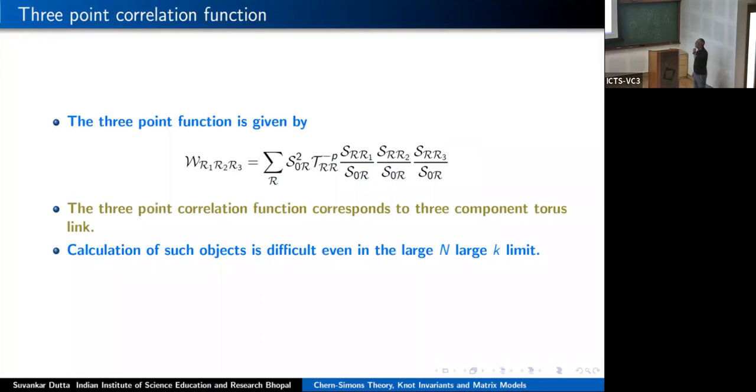The trick I mentioned, this free fermion technique or collective field theory technique, whatever I have discussed for the two-point correlation function, is not easy to apply to the three-point and higher-point correlation functions. So the calculation of this object is difficult even in the large N, large scale limit. So what can we do?